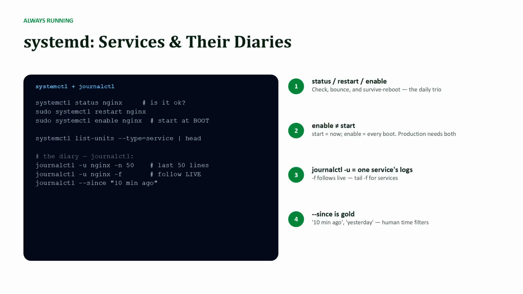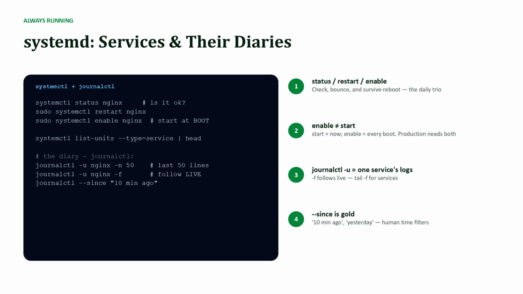systemctl status asks how a service is doing. Running, since when, recent log lines. Restart bounces it after a config change. And enable is the one beginners miss. Start means run now. Enable means also start at every boot. Production needs both. Every service writes a diary, and journalctl reads it.